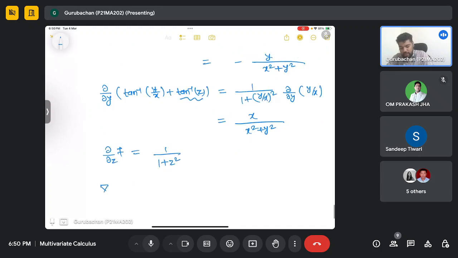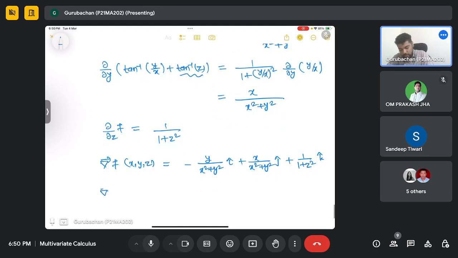Now we know that our gradient of f at any point x, y, z is equal to minus y by x square plus y square i cap plus x by x square plus y square j cap plus 1 by 1 plus z square k cap. And what is our point? 2, 1 and minus 2. This is our point. So what will be the value of this? Minus 1 by 5, 2 by 5, and 1 by 5.